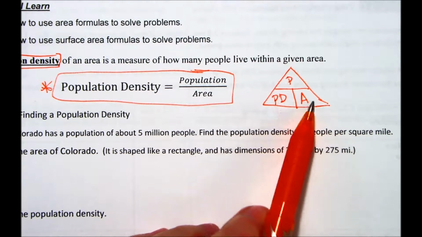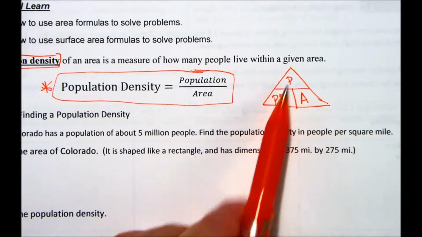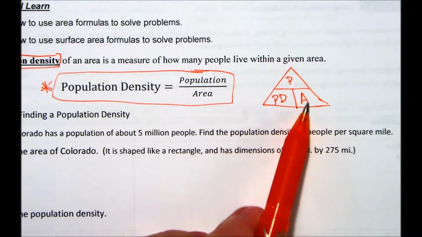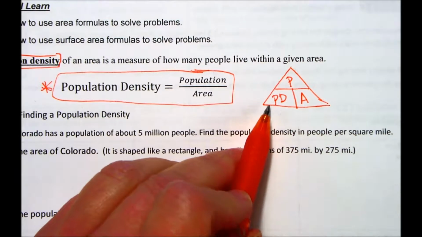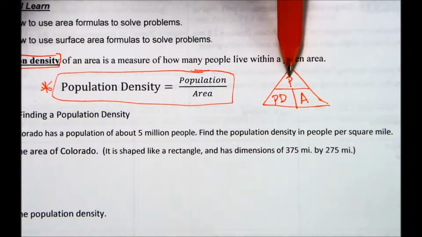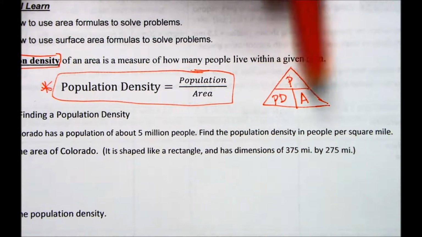If you're trying to find the area and you're given a population and a population density, the area is going to equal the population divided by the population density. If you're trying to find population, then the population is the population density times the area.